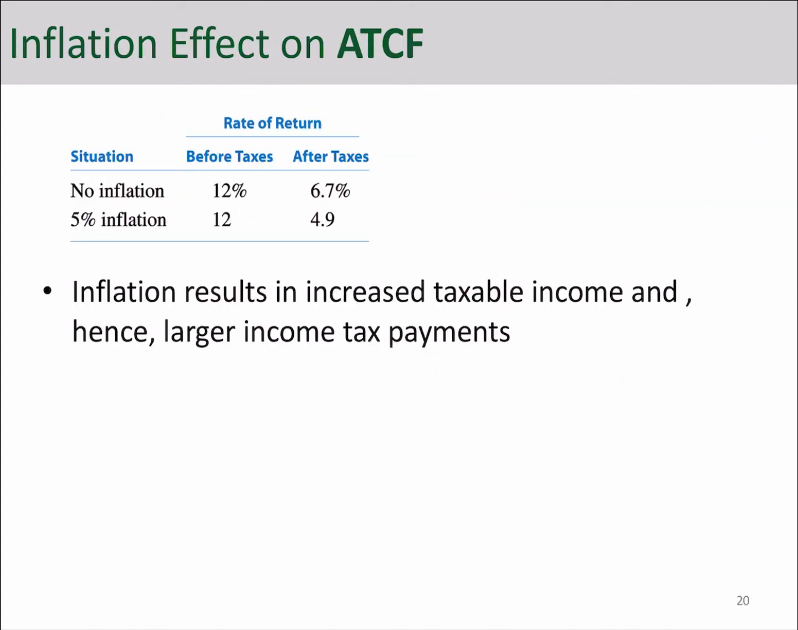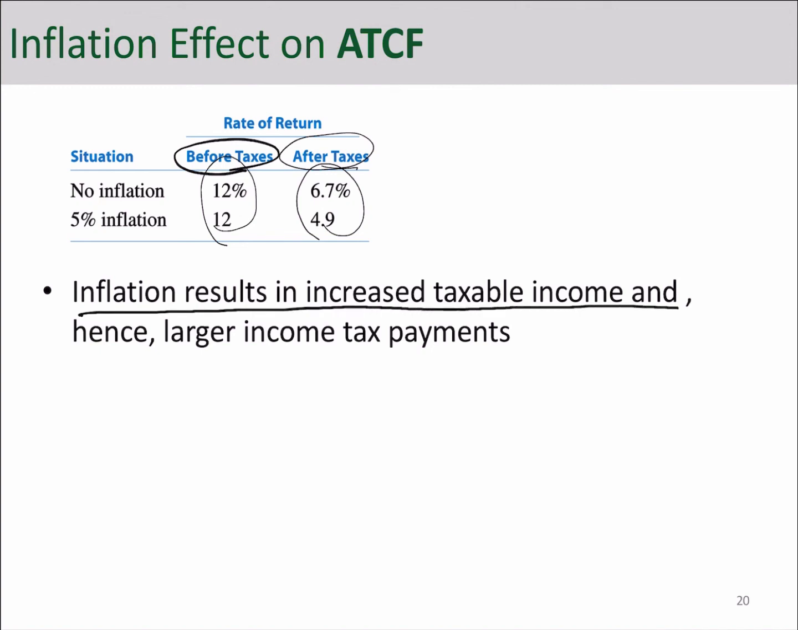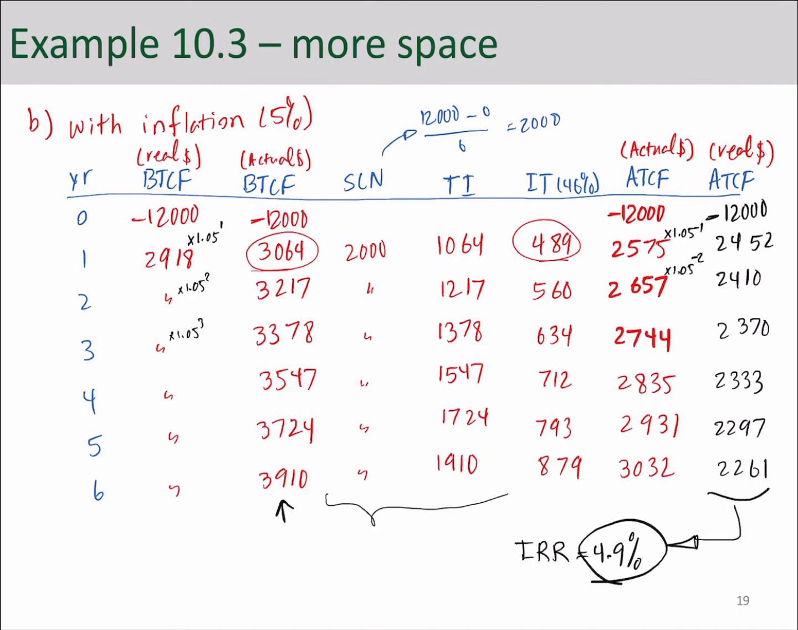So in summary, for before taxes, we end up with 12% with inflation or without inflation. But for after tax, you can see that it matters. The reason is that inflation results in increased taxable income and hence larger income tax payments. So I hope this video helped you learn how to incorporate inflation in before-tax and after-tax cash flow analysis.